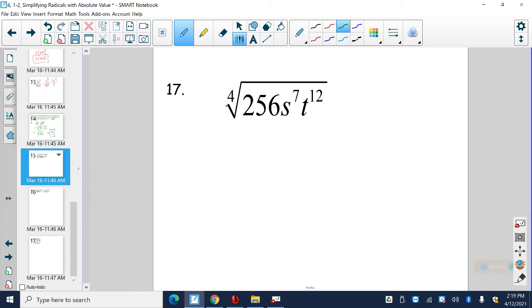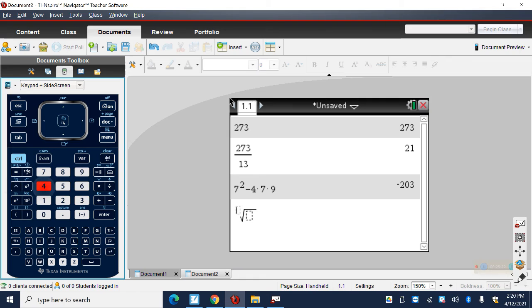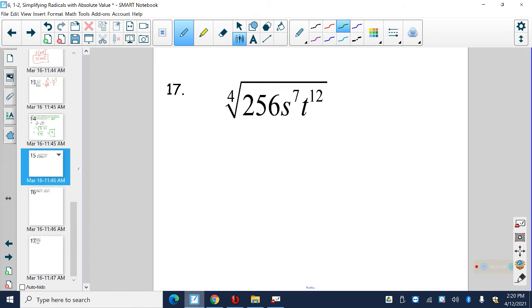Okay, number 17. The fourth root of 256. Anytime you want to use your calculator for that, you can. I'm not going to tell you you can't. So you can go ahead and say the fourth root of 256 and hit enter. That gives you 4. So this comes out as a 4.